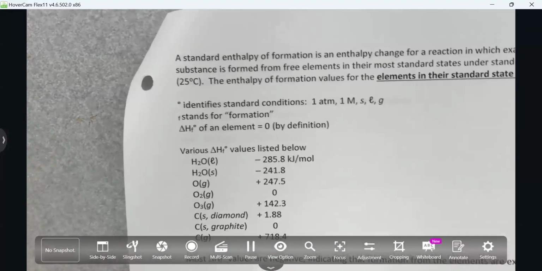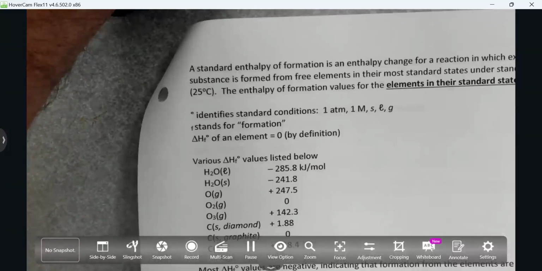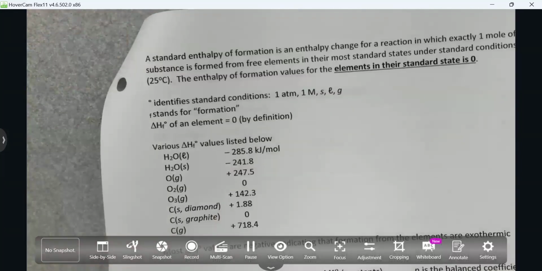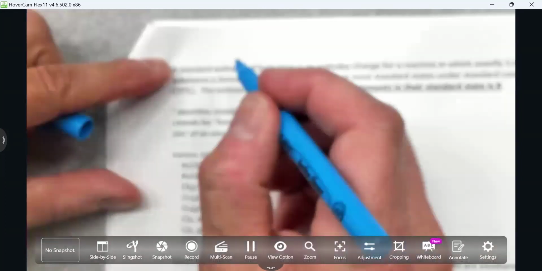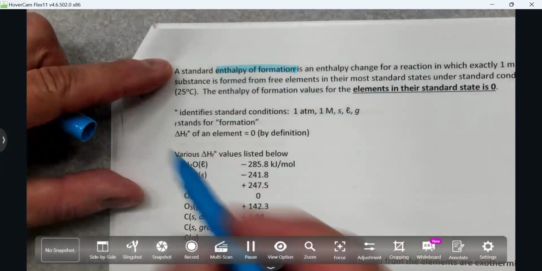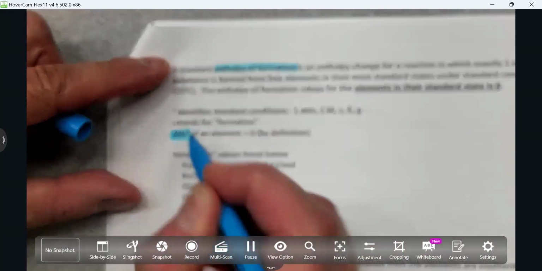All right. Now we have a new wording a little bit. And this is enthalpy of formation. So you'll see it this way with an F.